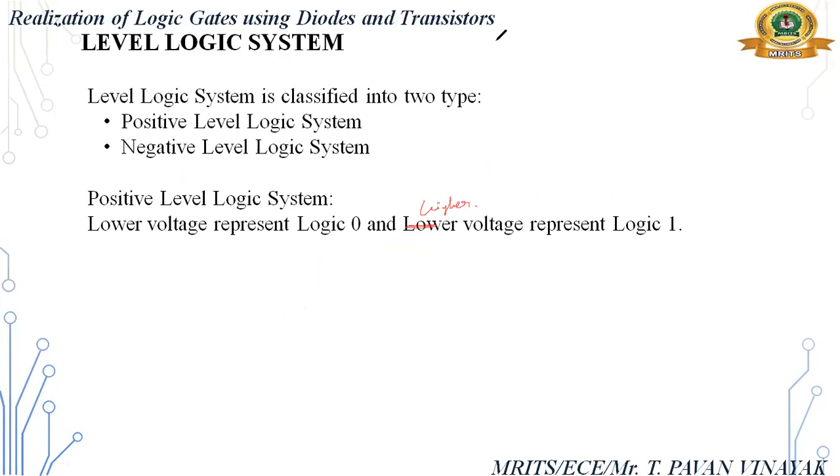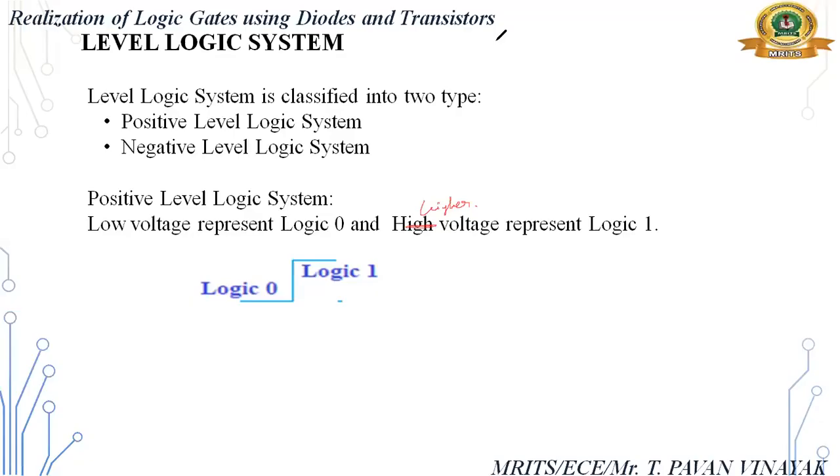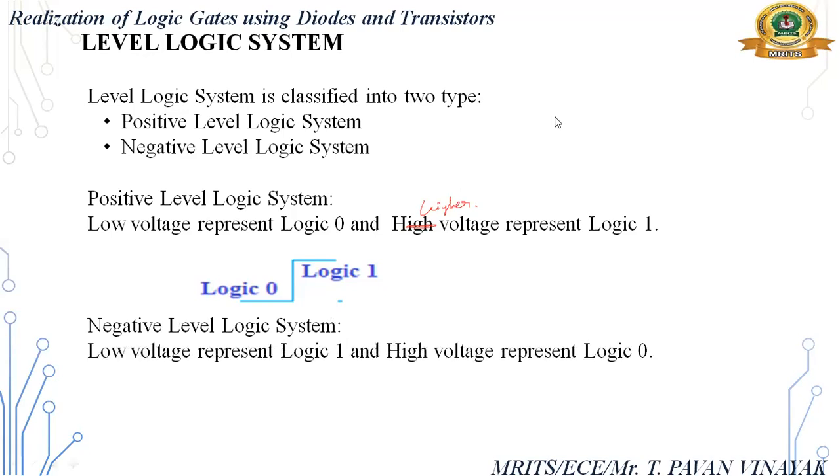Next, the negative logic system. So this is the positive logic system, and in the negative logic system, a low value represents logic 1 and a high value represents logic 0. This is the negative logic system.